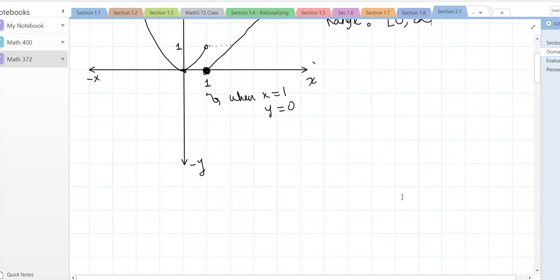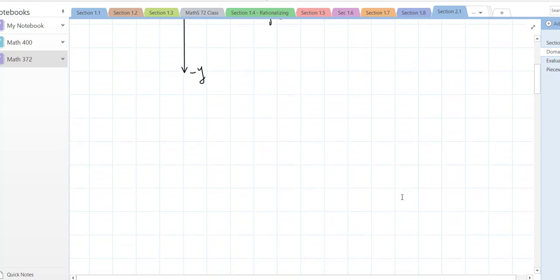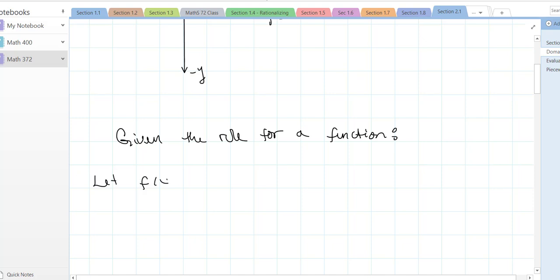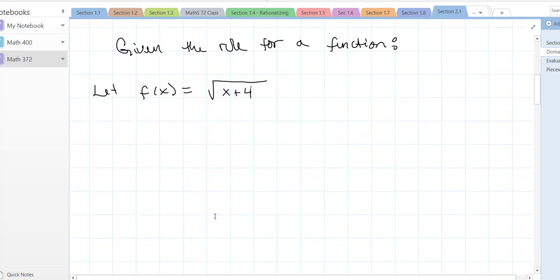Now let's look at when you have the rule for a function. Given the rule for a function, we're going to try to find the domain and the range. So let f of x be, say, the square root of x plus 4. How do you find the domain of something like this? Well, I have a square root. What do you know about square roots, or even radicals in general? We can't take the square root of a negative number.